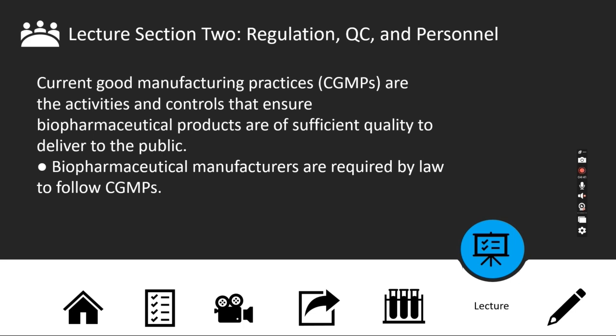The current in the Good Manufacturing Practice acronym is indicative of the fact that processes keep improving. Because processes keep improving, you need to stay current with the best manufacturing practices. That's what that C emphasizes.